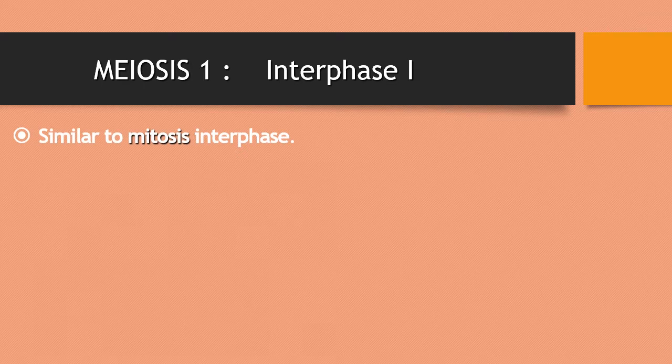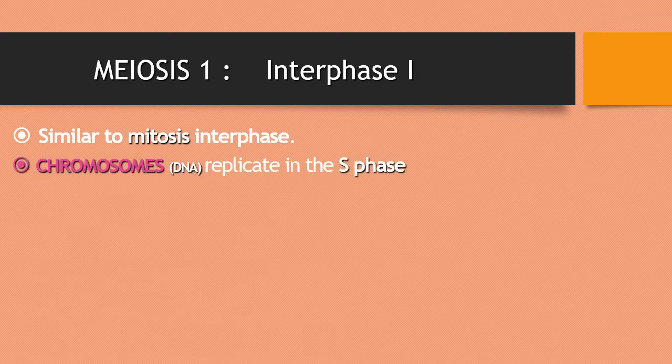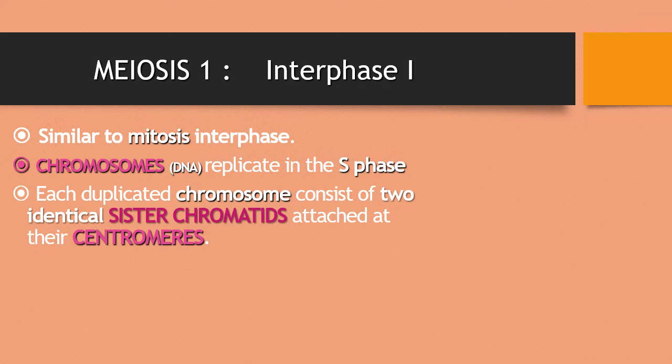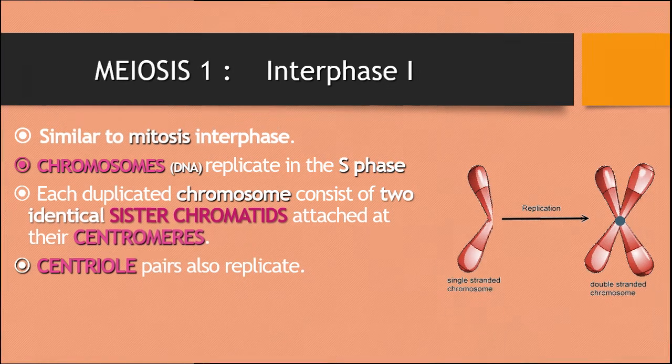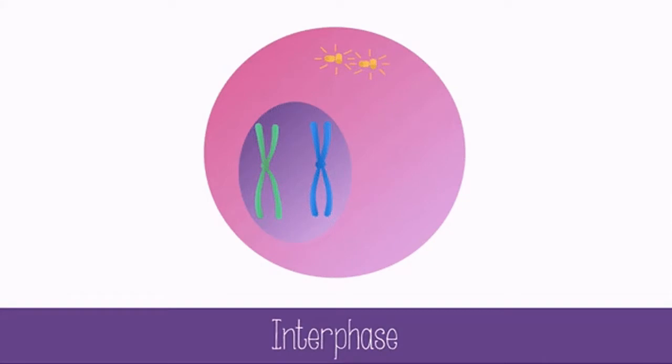Similar to mitosis, meiosis starts with interphase, where the chromosomes and all organelles replicate. Meiosis 1 reduces the chromosome number. There are four phases of meiosis 1.